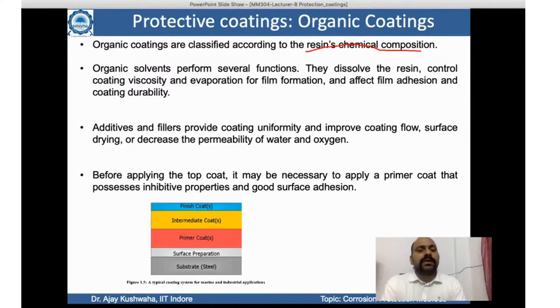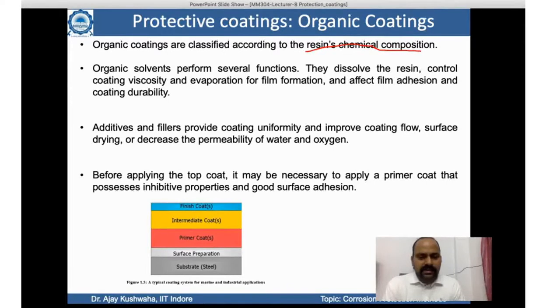Then we have additive and filler. Additive and filler generally provide uniformity, because of how thick the coating is and what kind of textures come at the surface. They improve the coating flow and surface drying, and decrease the permeability of water and oxygen. Before applying the top coat, it may be necessary to apply a primer coat that possesses inhibitive property and good surface adhesion. So here you can see the figure.